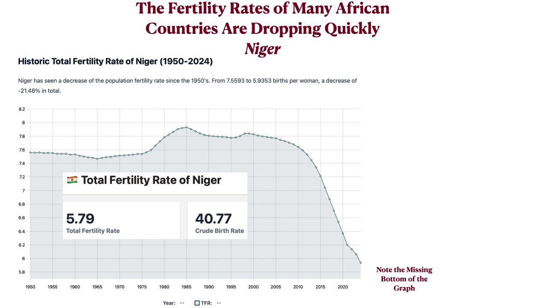Niger, total fertility rate below 6, and you can see that it wasn't that long ago when it was well over 7. A lot of concern about Niger. It's in what is known as the Sahel Belt, just south of the Sahara, where there are periodic devastating droughts. And so there's a lot of concern about how a country like Niger can support its population going forward unless those birth rates drop faster than they are dropping.